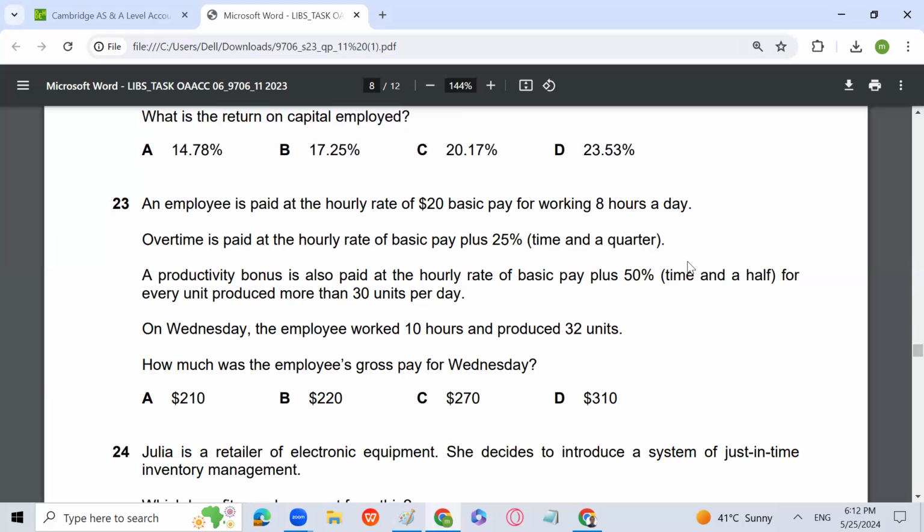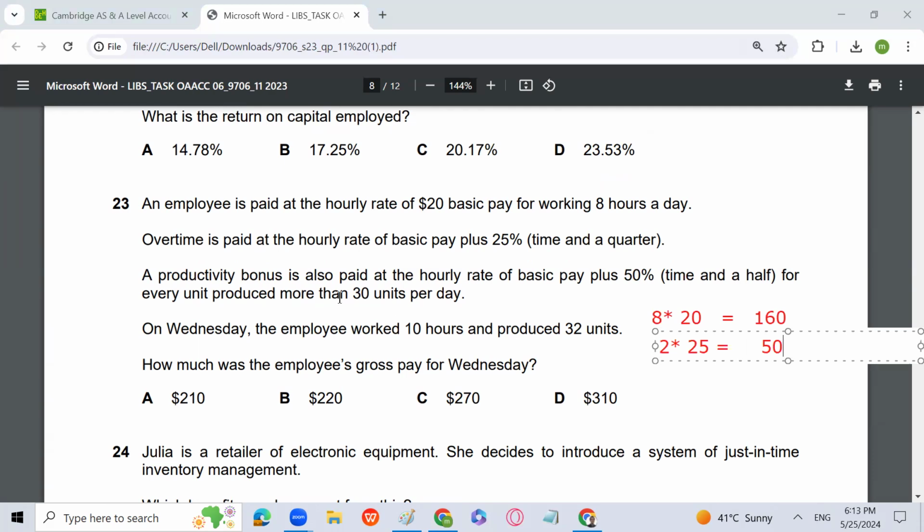On Wednesday, the employees work 10 hours and produce 32 units. So first of all, if you just calculate it, $20 is the rate per hour. So you will be getting $160 because we have worked 8 hours a day at the rate of $20. So the overtime will be 2 hours. And for those 2 hours, you are getting time and a half extra payment. That means you will be paid 25 per hour. That will become 50. Now, as you are producing 32 units, 2 units you are producing more.